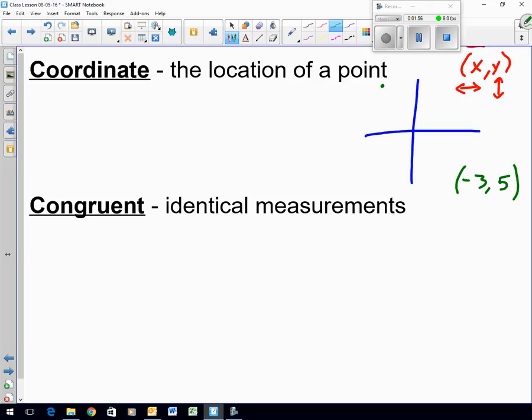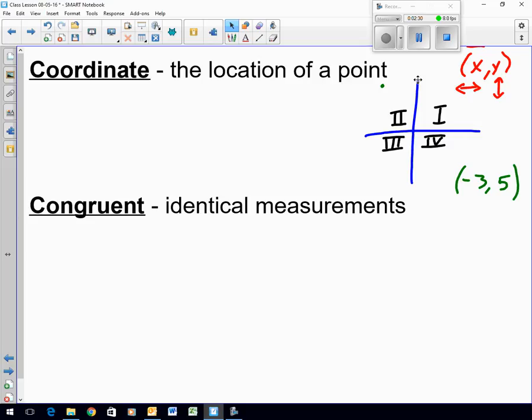Right? One last thing, in case we need to go over it. The quadrants start in the upper right-hand corner, go counterclockwise. First quadrant, second quadrant, third quadrant, fourth quadrant. Okay. So there is, I don't know, 3 weeks of material from Algebra 1 in 2 minutes. Okay. 45 seconds. Congruent.